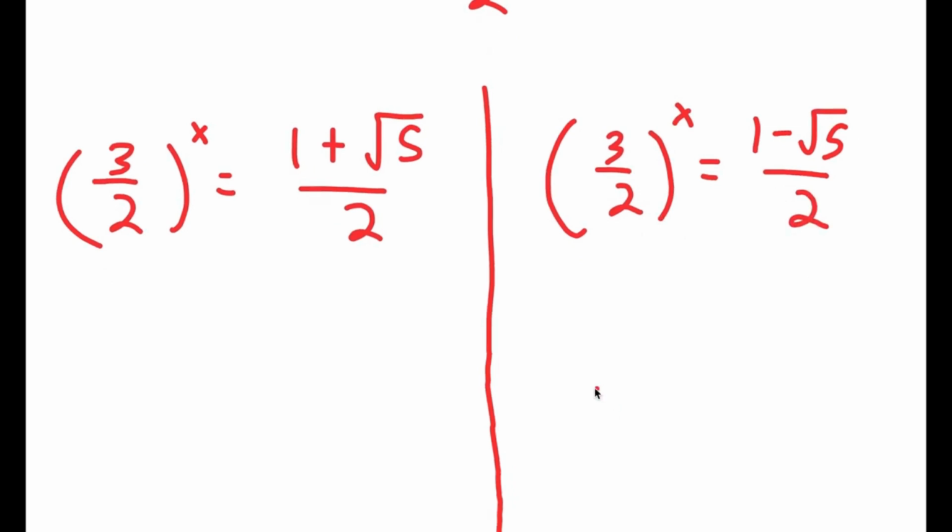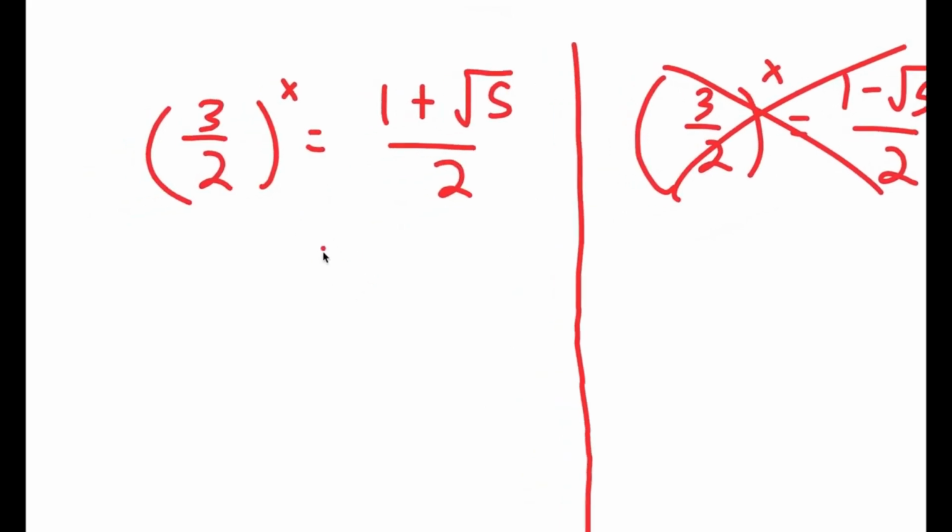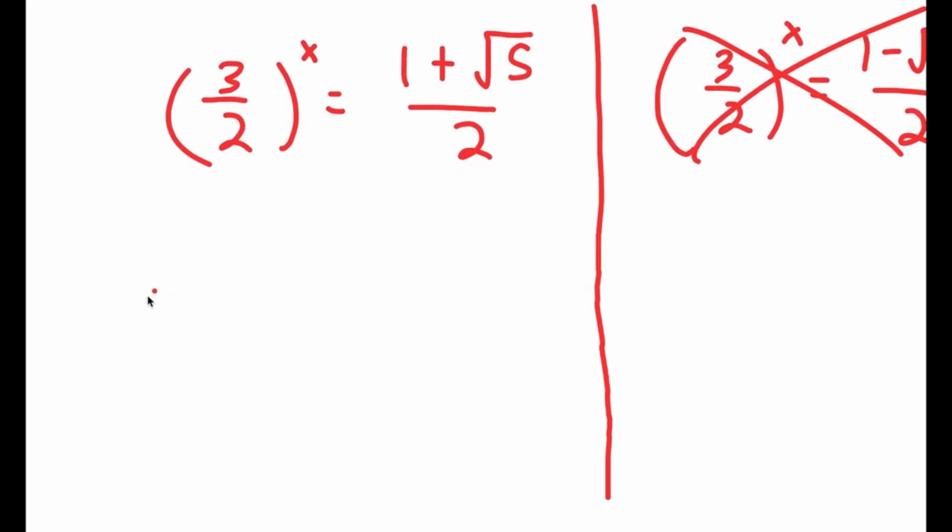Now we can already cancel out one of these equations, which is the right-hand one, because 1 minus the square root of 5 is going to be a negative number, and you can't take the power of a positive number and make it equal a negative number. So this equation wouldn't even work. So the only equation I have left is 3 over 2 to the power of x is equal to 1 plus the square root of 5 over 2.